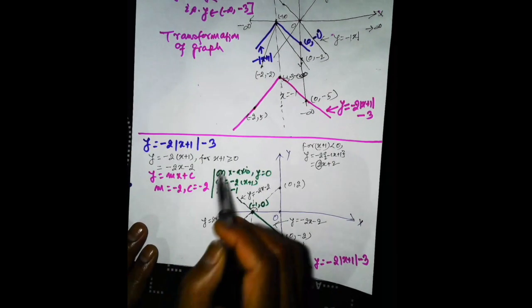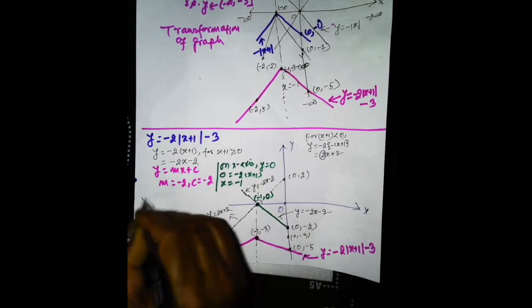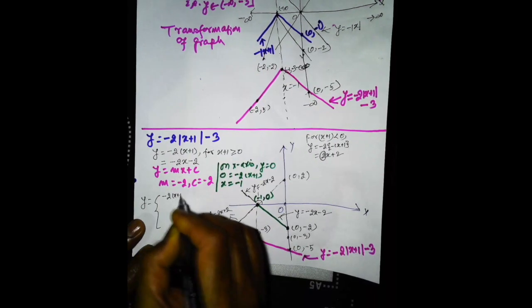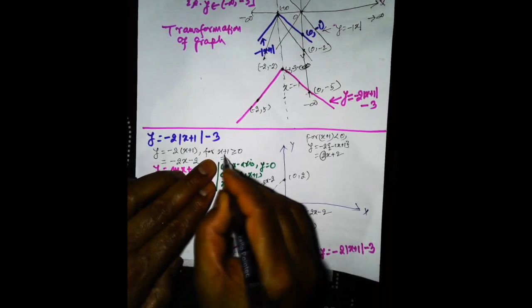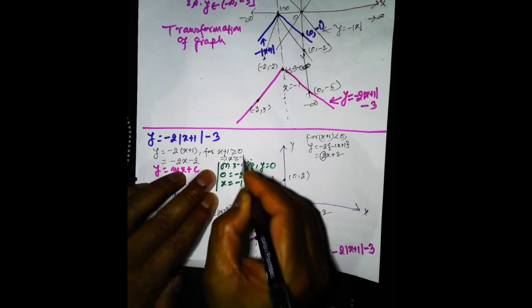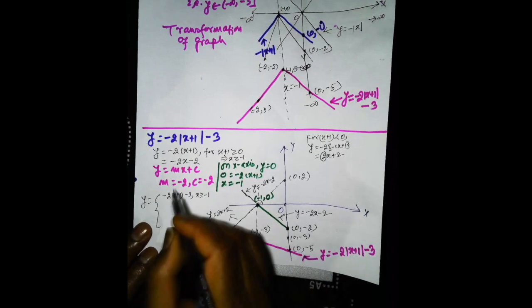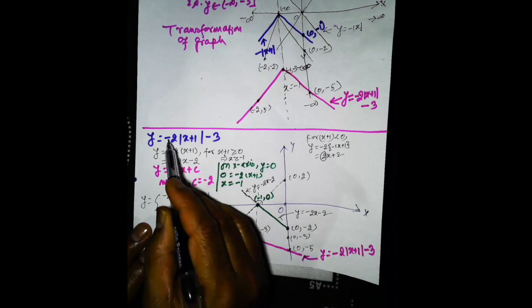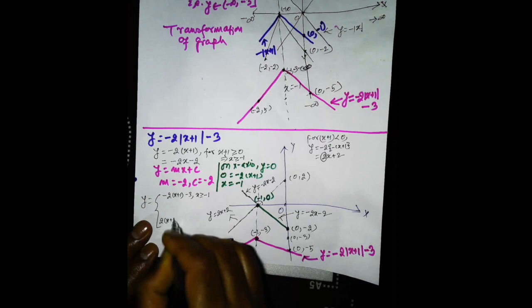For example, as x is greater than or equal to 0, you can write here y equals, you can take this bracket, minus 2 times (x plus 1) minus 3 for x greater than or equal to minus 1, because x plus 1 is greater than or equal to 0 means x is greater than or equal to minus 1. And then the other time you write minus, so minus times minus becomes plus.